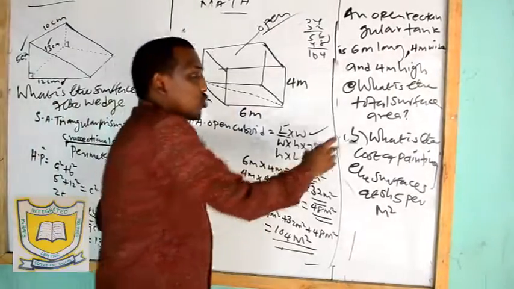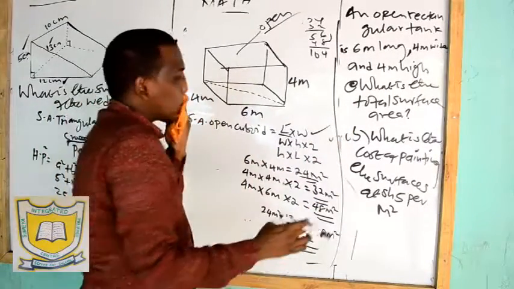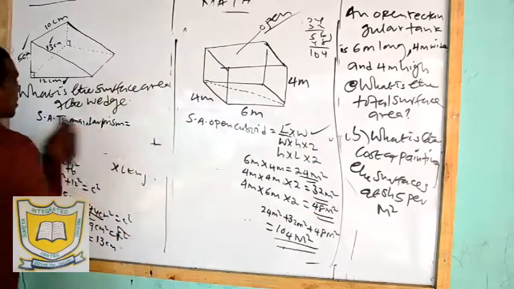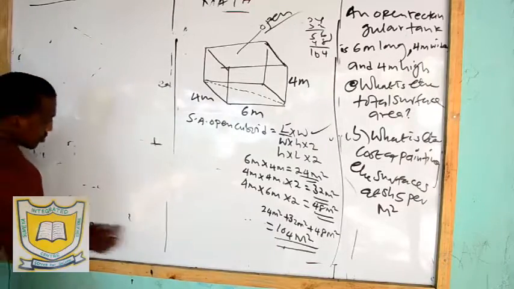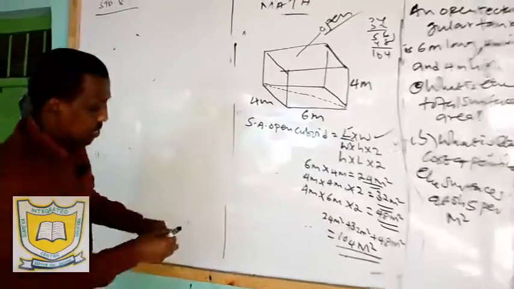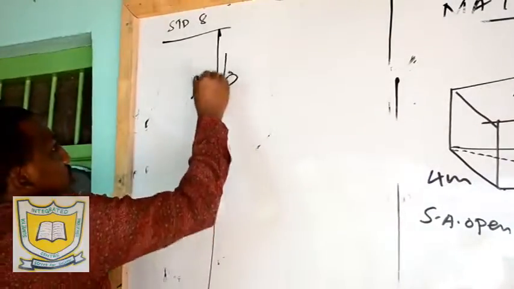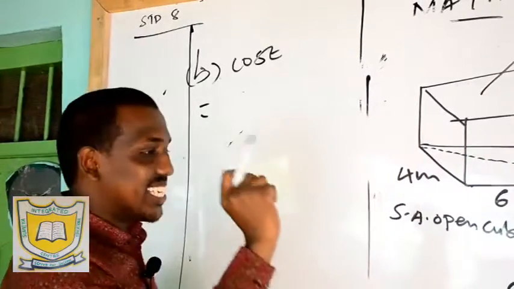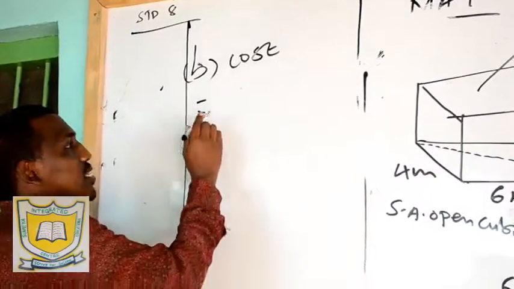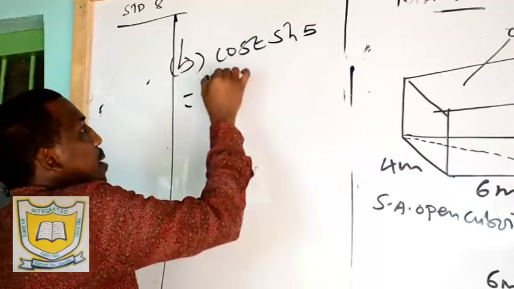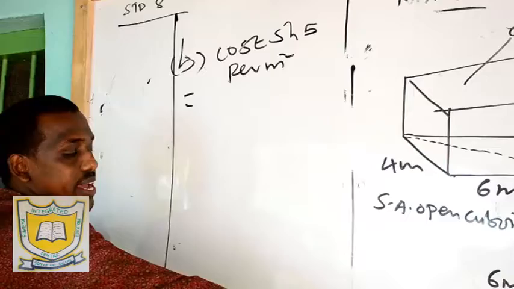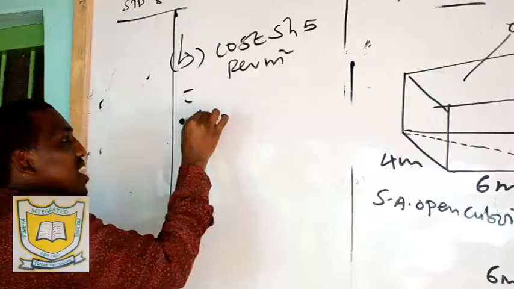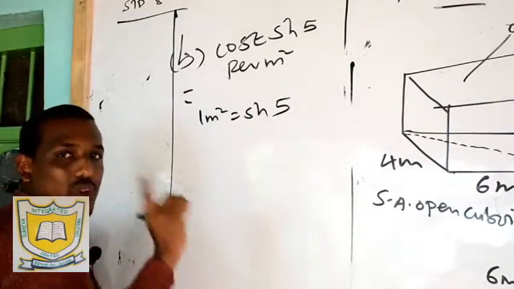Question A, we are through with question A. Question B now. Question B is saying, what is the cost of painting the surfaces? To get the cost now, you are told shillings 5 per meter squared. Remember, they said the cost is shillings 5 per meter squared, and our area is 104 meters squared. Per meter means now 1 meter squared is shillings 5.